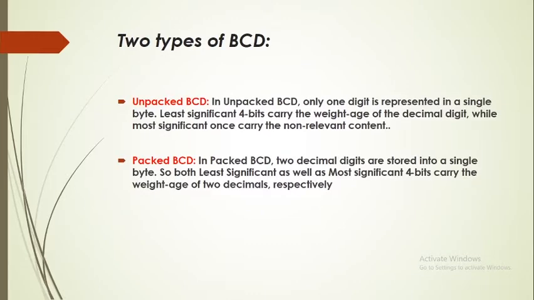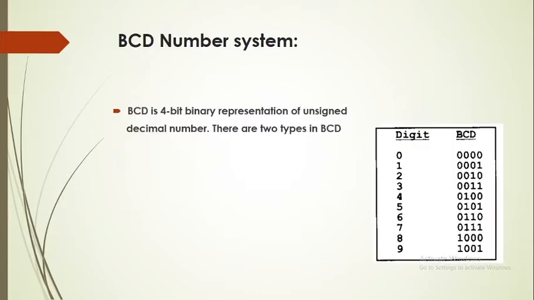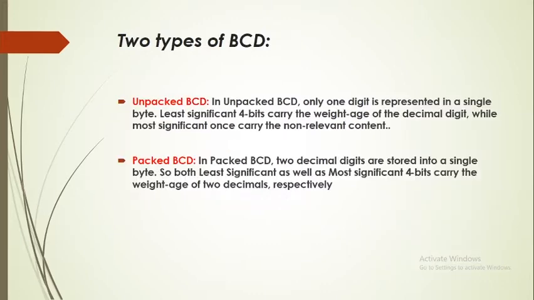The first one is unpacked BCD. In unpacked BCD, the lower 4 bits of the number represent the BCD number and the rest of the bits are 0. So if we take the examples here, the 0 is 0000 in the lower 4 bits, and the upper 4 bits also become 0000. For example, for 5, the lower 4 bits are 0101, and the upper 4 bits are always 0 in unpacked BCD.